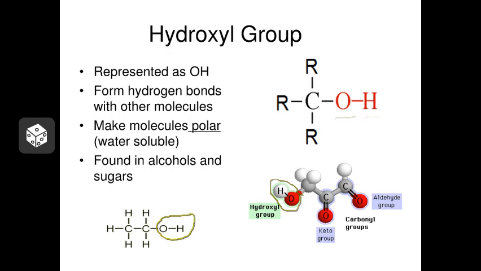Now, because we have sharing of electrons between an oxygen and a hydrogen, and because the sharing will be unequal, because the oxygen is very electronegative, hydroxyl groups are polar. Now remember that polar molecules like to mix with water, because water is also polar. Polar molecules like to mix with other polar molecules. So things with hydroxyl groups tend to be water soluble, at least partially. We find hydroxyl groups in molecules known as alcohols and in sugars.